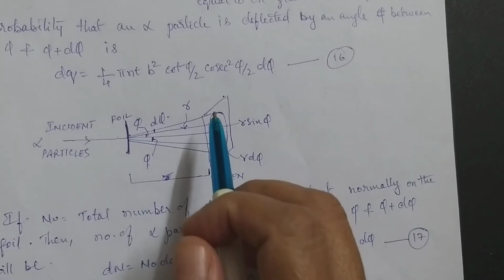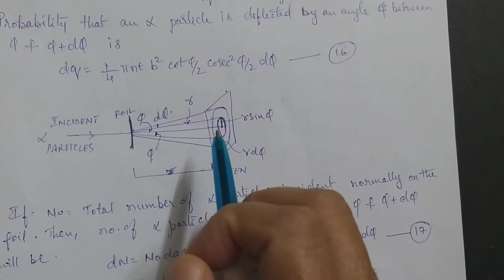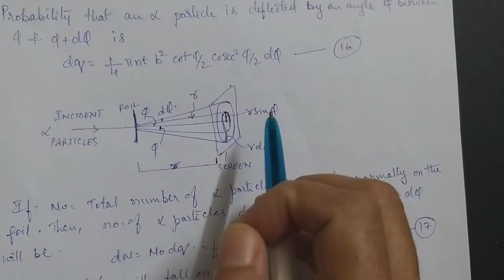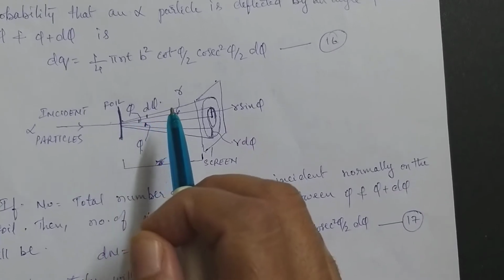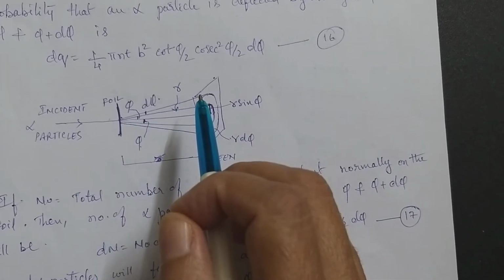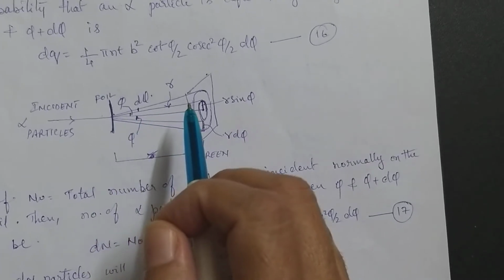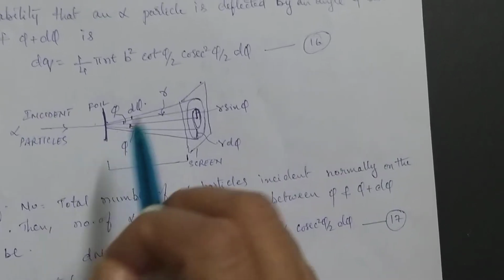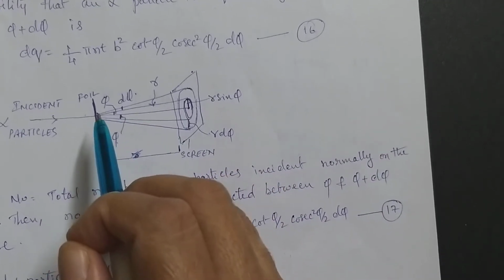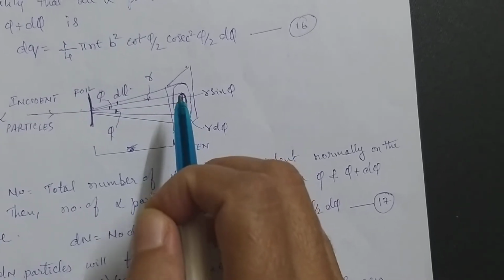Here we have drawn the two circles, the inner circle of radius r sin phi. Now here we have seen that this is the alpha particle which is deflected by an angle phi plus d phi, and this is the alpha particle which is deflected by an angle phi. And this distance is r, from here to here it is r, so this will be r sin phi.